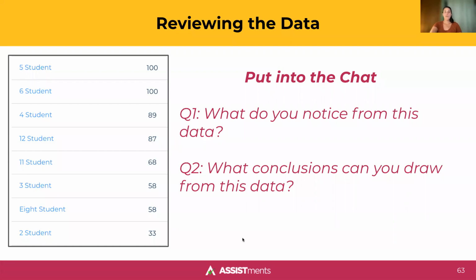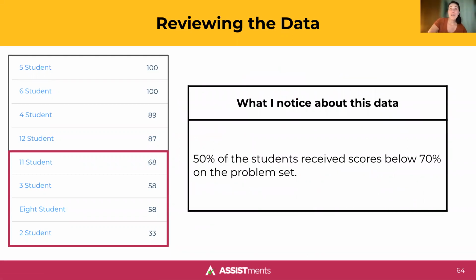All right, thank you everyone for sharing. And one person asked, why does it say 8 student and not student 8? I think that was just a setup error on our part for our demo account. All right, so what did we notice about this? 50% of the students received scores below that 70% threshold on this problem set.